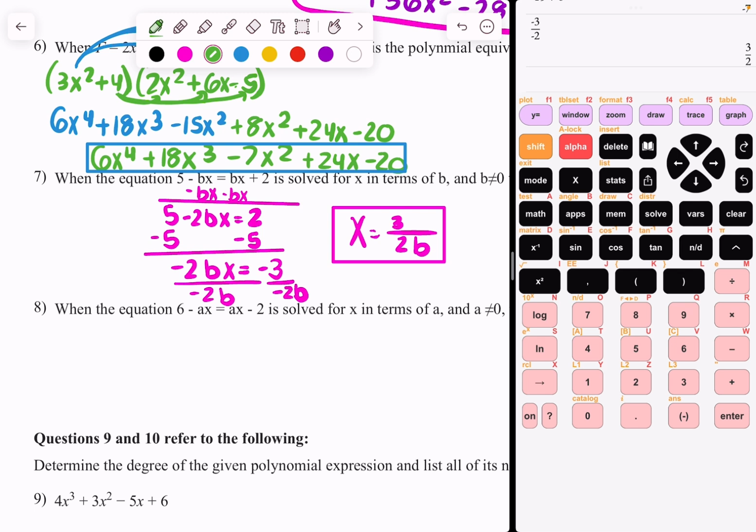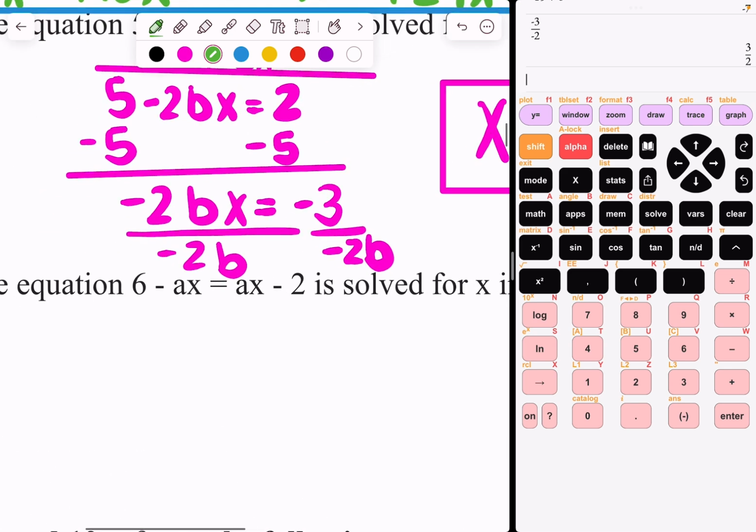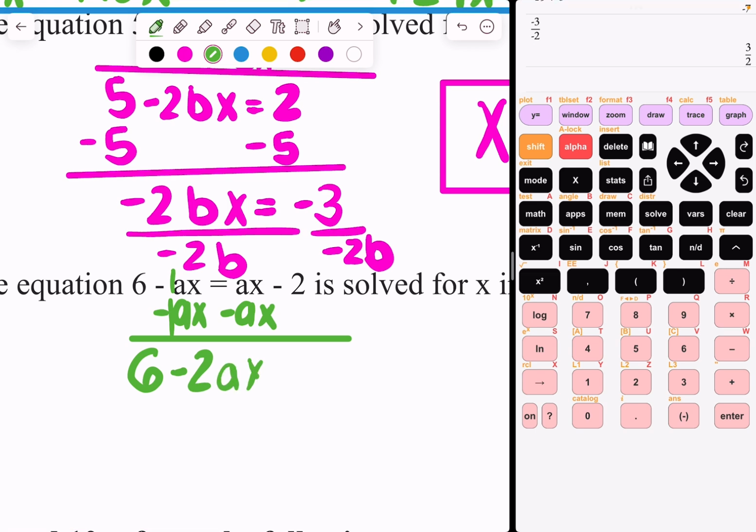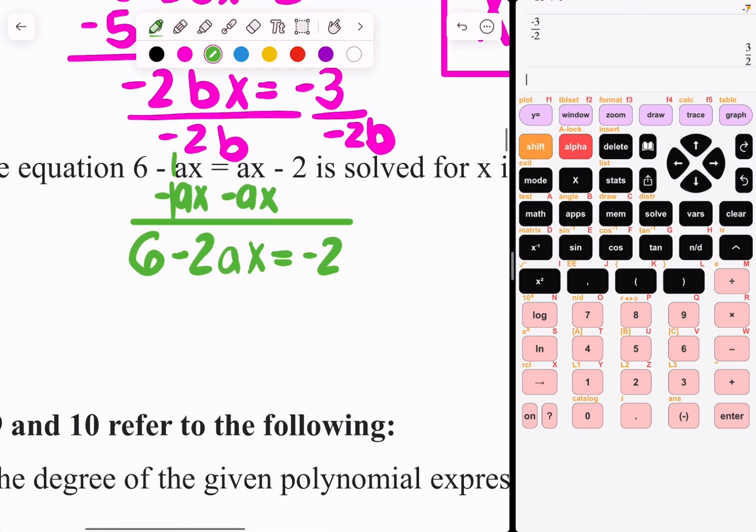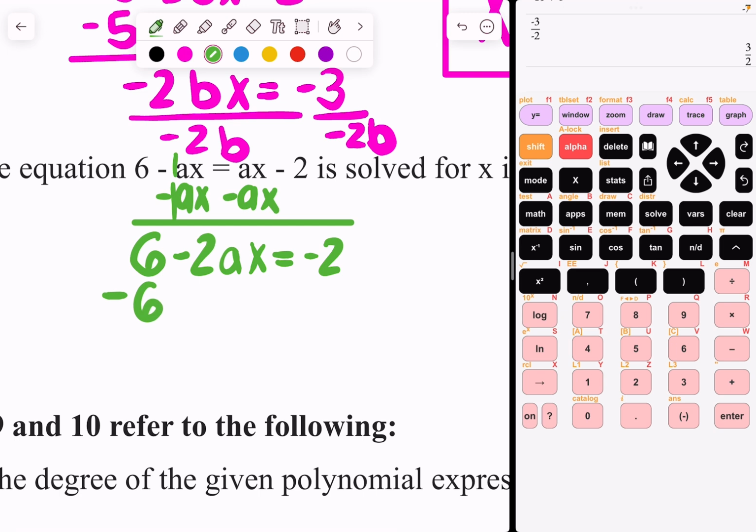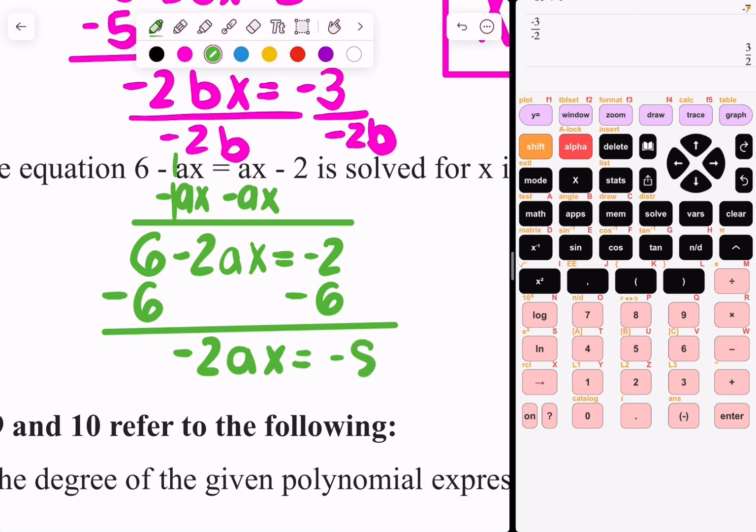When the equation 6 minus ax equals ax minus 2 is solved for x in terms of a. So I need to get rid of this ax, so I'm going to subtract ax from both sides. That will give me 6 minus, this is a 1 and a 1, negative 1 minus 1 is negative 2ax equals negative 2. Now to get rid of the 6, I'm going to subtract 6 from both sides. That gives me negative 2ax equals negative 8.